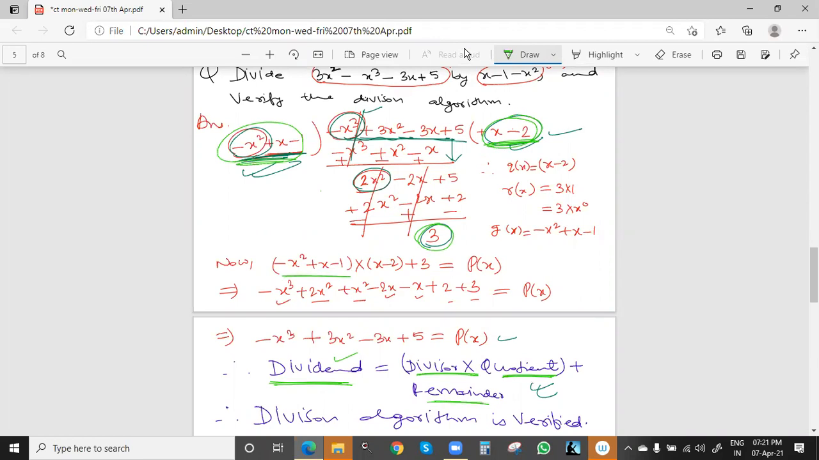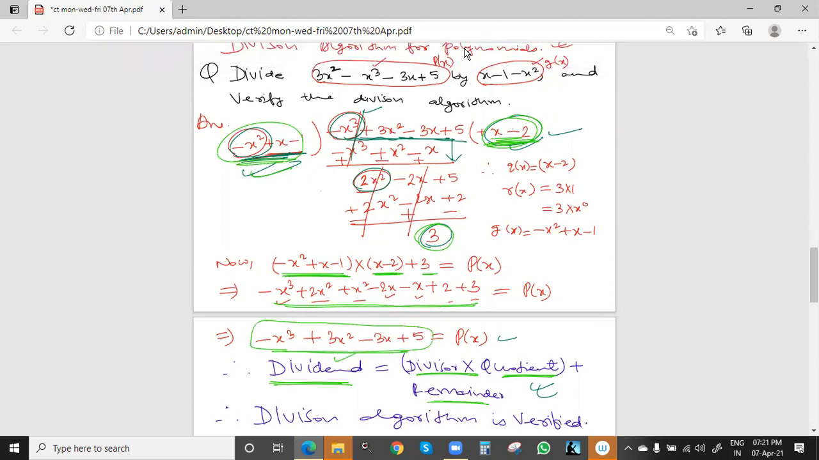So minus x square plus x minus 1 was the divisor, x minus 2 is the quotient, and 3 was the remainder. We'll multiply minus x square plus x minus 1 with x minus 2 and then add. We solve this and finally we get this value. This was nothing but equal to the dividend, that is px. That means our formula is valid, that means dividend equal to divisor into quotient plus remainder. This basic formula is correct, applicable, true. That we can say division algorithm is verified.